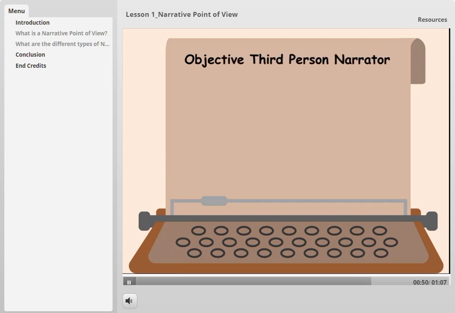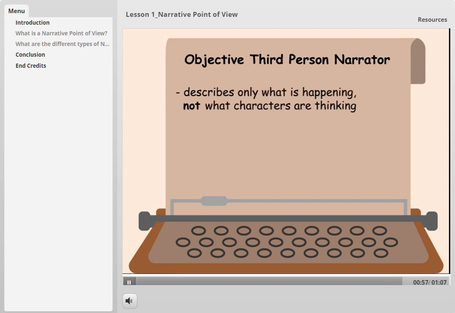As you have just heard, the objective narrator describes only what is happening, not what characters are thinking. The reader needs to infer the character's emotions and opinions, as these are not expressed by the narrator.